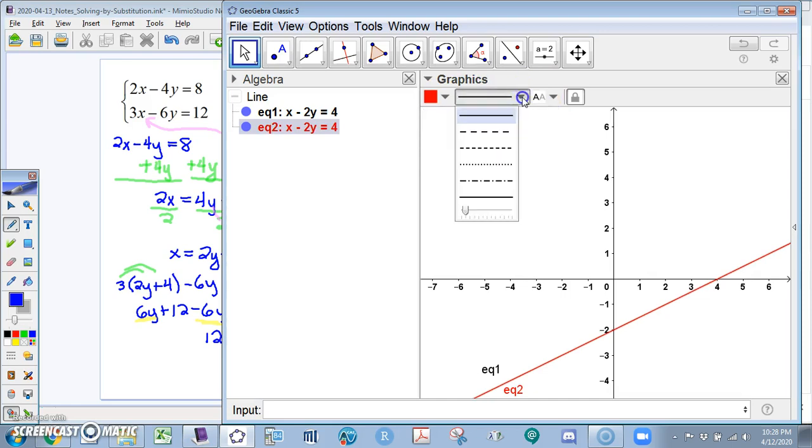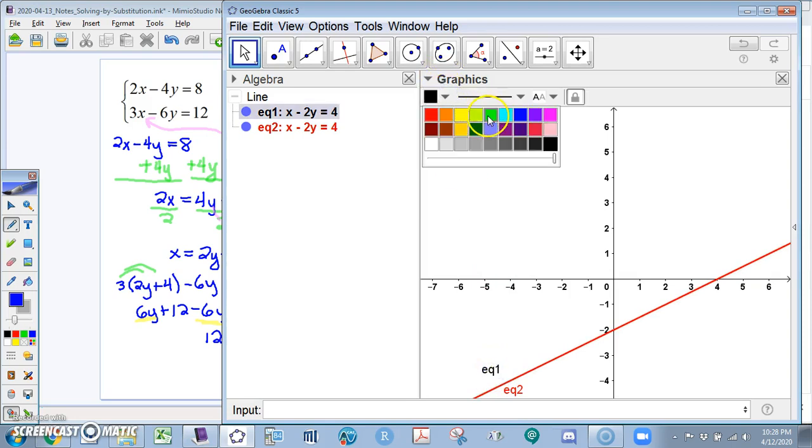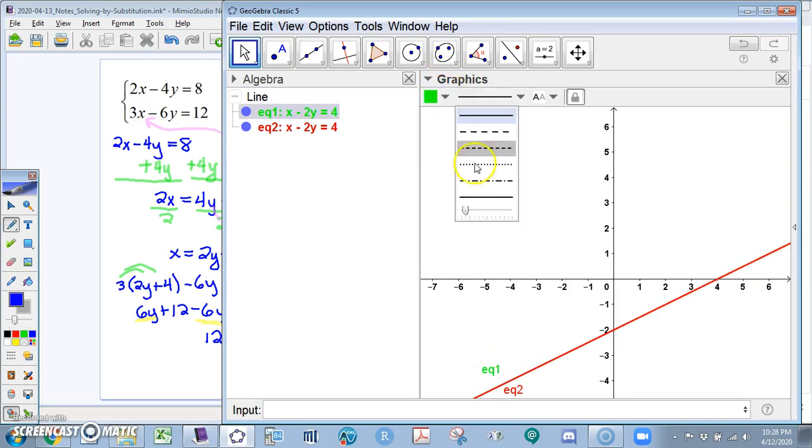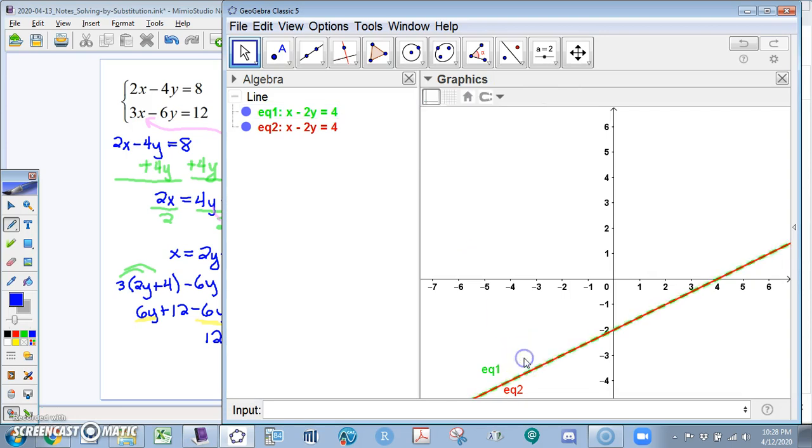I can see that a little bit better if I sort of change the coloring on the two equations. And this one I will do with a green. I'll do it a lot thicker, and I will dash it. And so now you can see there, the green and the red line, they're really the same line. And in fact, on GeoGebra, it simplified both of those equations, and you can see that they're the same.